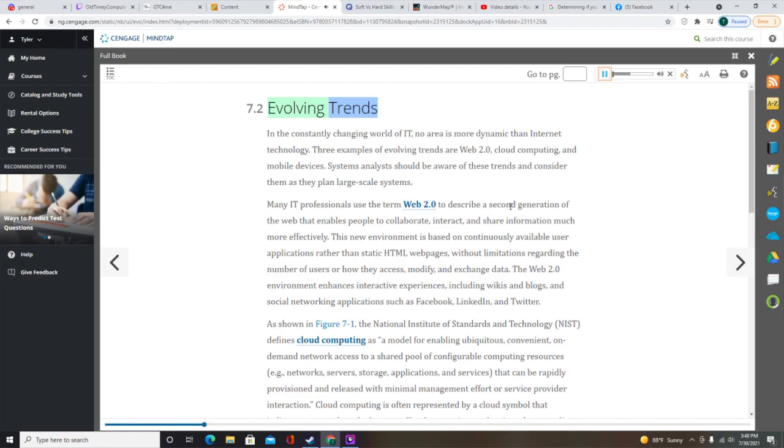Evolving trends. In the constantly changing world of IT, no area is more dynamic than Internet technology. Three examples of evolving trends are Web 2.0, cloud computing, and mobile devices. Systems analysts should be aware of these trends and consider them as they plan large-scale systems.